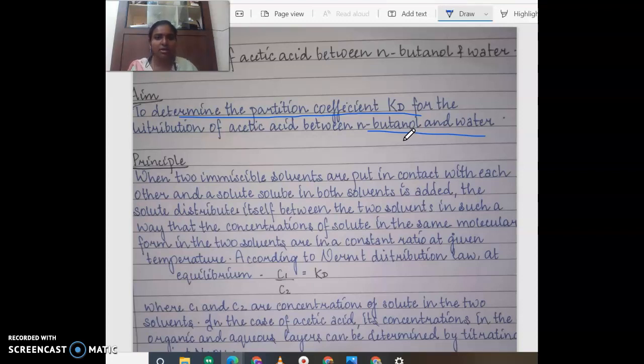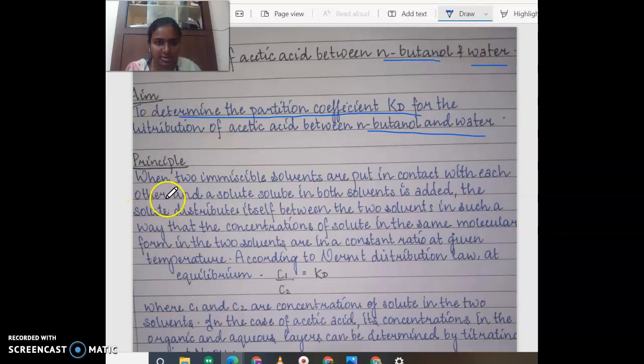Like if you add sugar to water, they will mix. If you add milk to water, you will also get a miscible liquid. But in the case of immiscible liquids, we are going to find out how a substance will be distributed if you add any other liquid to them. Here we are taking two liquids, N-butanol and water.